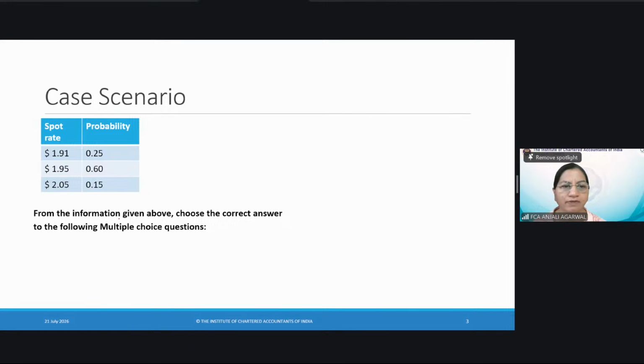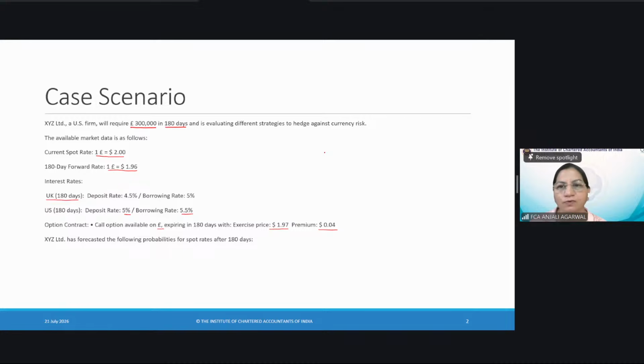So from the information given above, you have to calculate or choose the correct answer for the following multiple choice question. All right. So we have to buy 300,000 pounds firstly, and that is required in 180 days. So we can use money market hedge, we can use the options here, we can use the forward rate. So three strategies for hedging are available here.